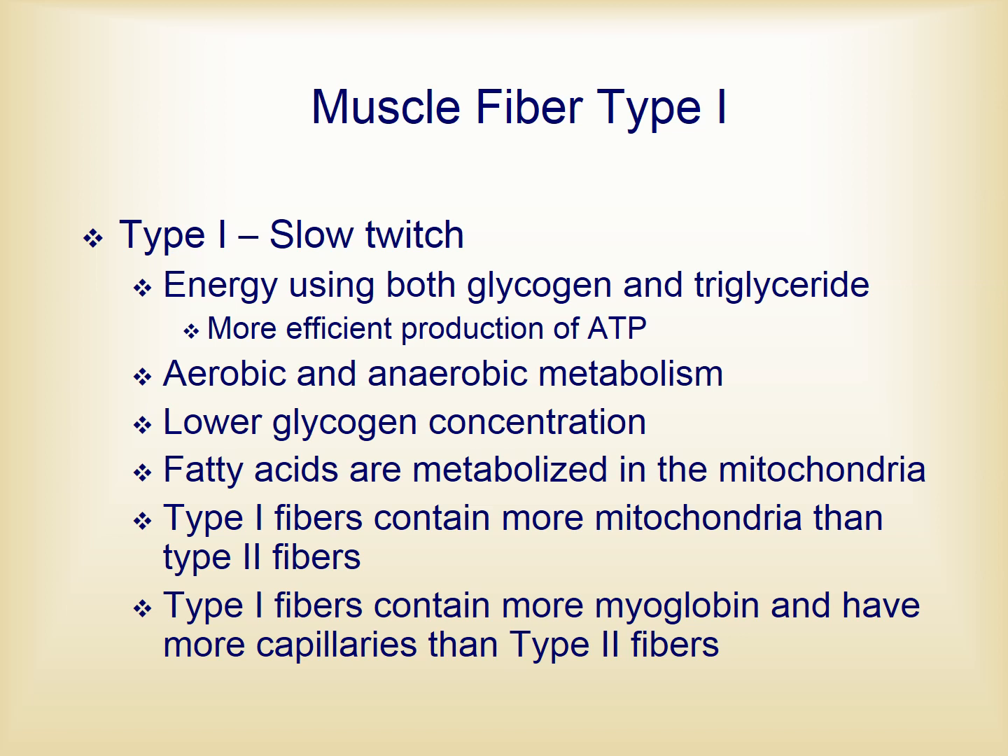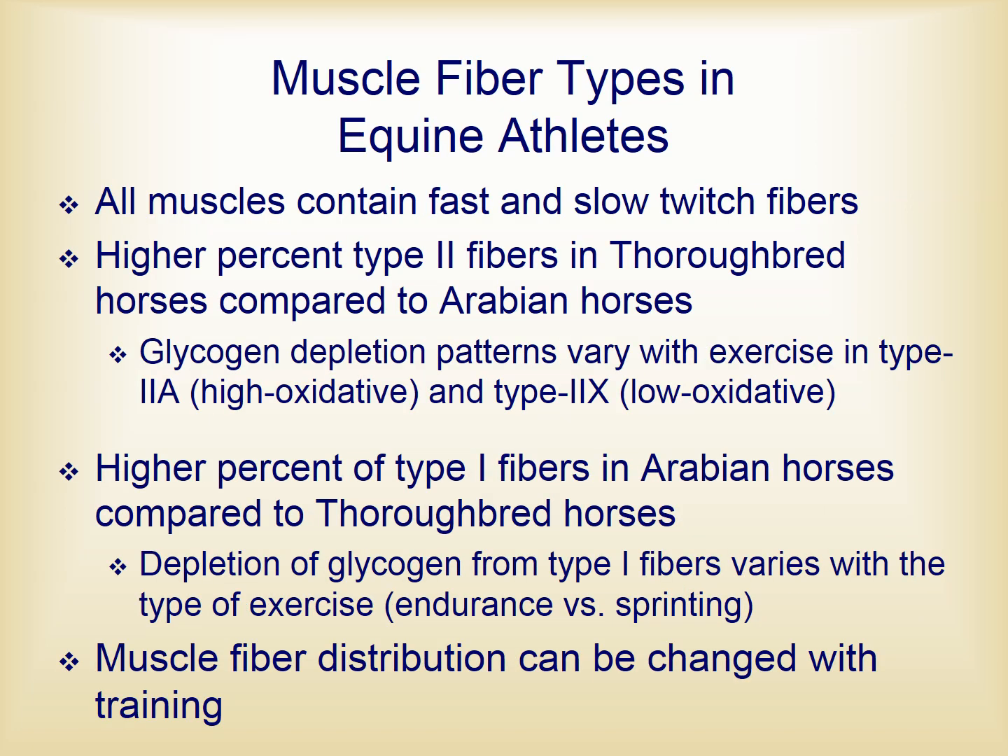Type 1 fibers contain more mitochondria than type 2 fibers, and if we think about it, that should make sense. Type 1 fibers use fat or fatty acids as an energy source, so they should have more mitochondria because that's where fat is metabolized. Type 1 fibers also contain more myoglobin and have more capillaries than type 2 fibers, and that should also make sense because these fibers require oxygen in order to have fat metabolized in the mitochondria. So just some general ideas about the different muscle fiber types that we'll see in our equine athletes.